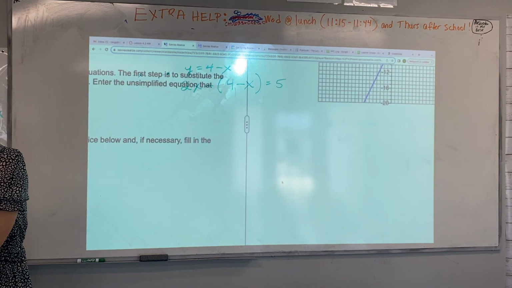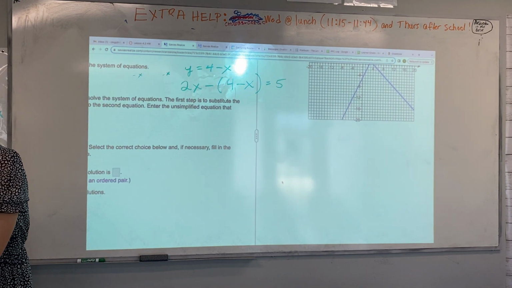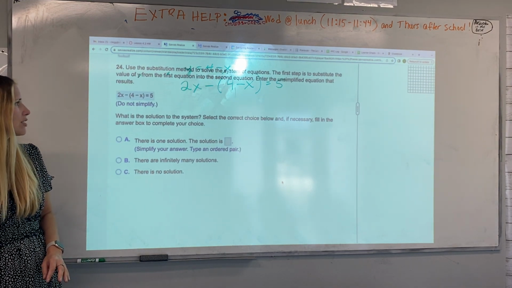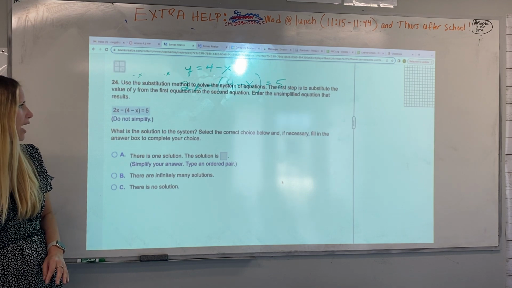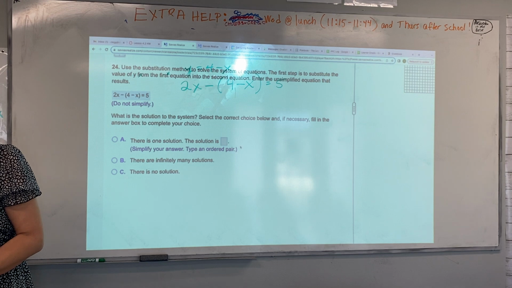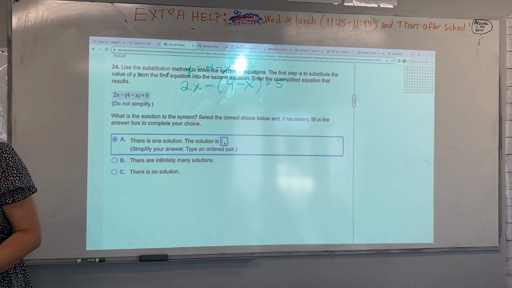Yay! Are you guys understanding the process here? Oh, it says it's correct. What is the solution to the system, which we already got? Was it 3, 1? When we did it by graphing, it was positive 3, 1, right? Yes.